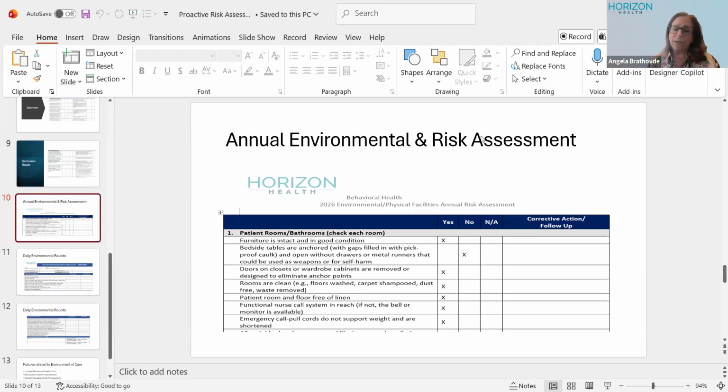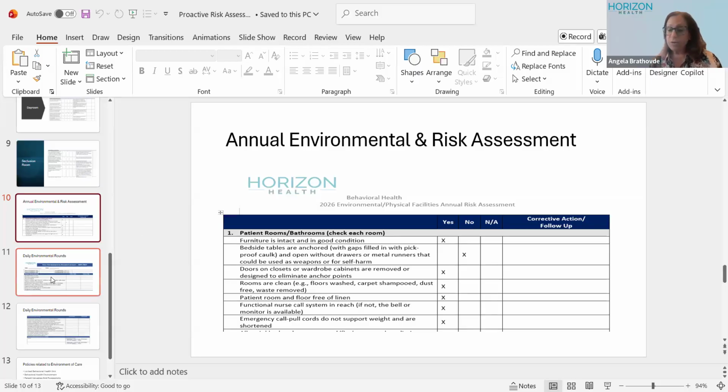And this is several pages, this environmental risk assessment. And usually what happens is once we complete that, we generate work orders because we're with facilities. They see what has to be fixed and why, because a lot of these things are safety issues. And it usually helps in getting things fixed and maintained as we need to.